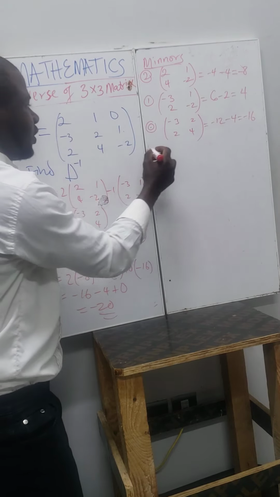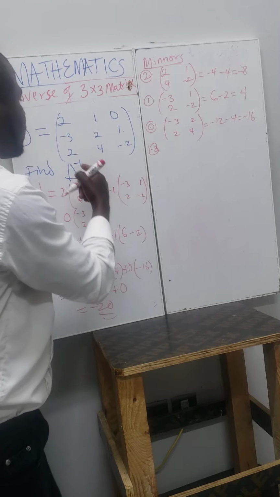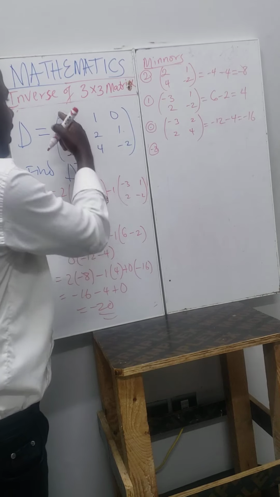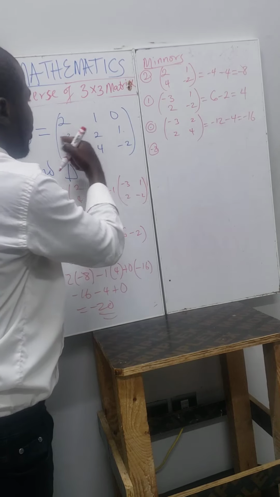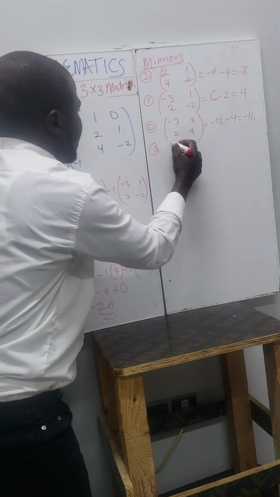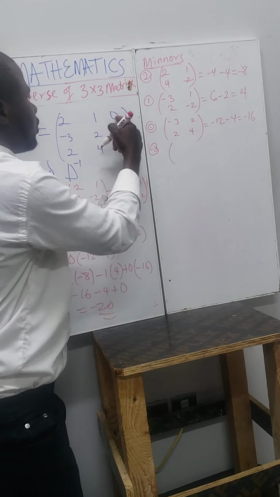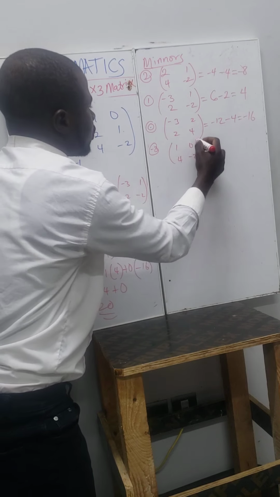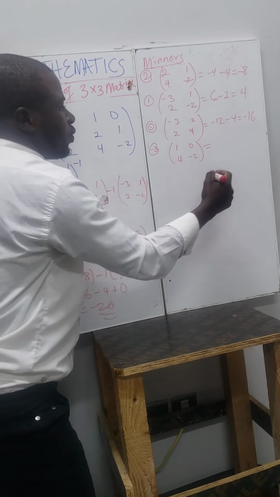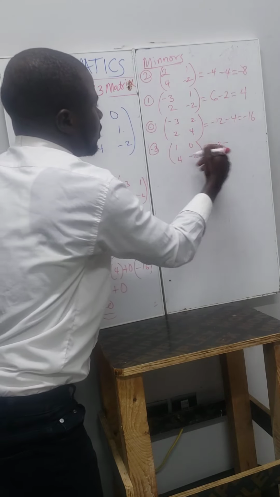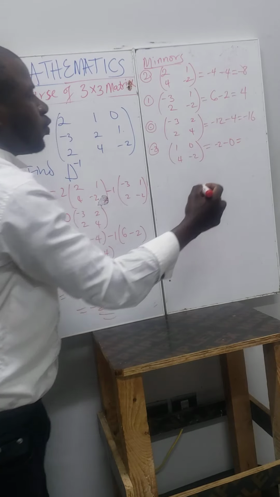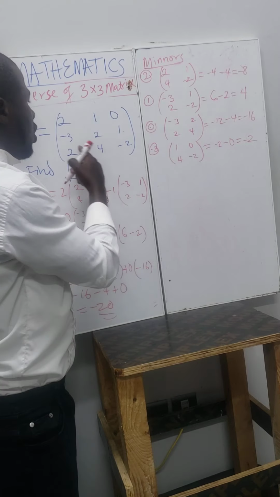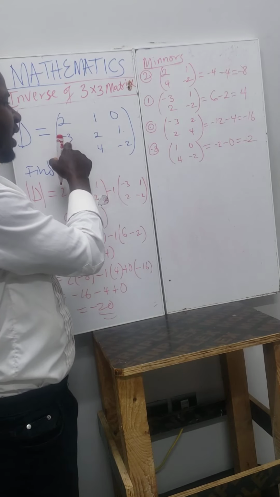The minor on minus 3. Block all the elements along the same row, then all the elements along the same column. Then whatever we have left, we write them out. I block these ones, I block this one. Then whatever I have left, I have 1, 0, 4 minus 2 left. 1 times minus 2 is minus 2, minus 4 times 0, 0. Minus 2 minus 0 gives us minus 2. That is the minor on the element minus 3.